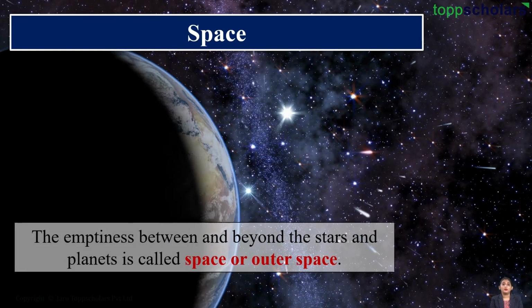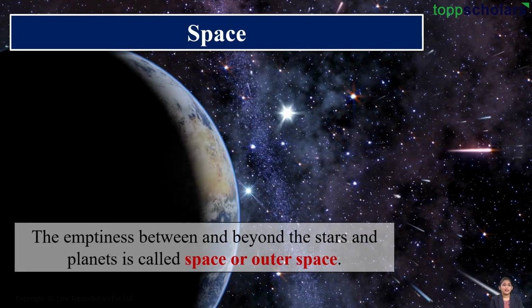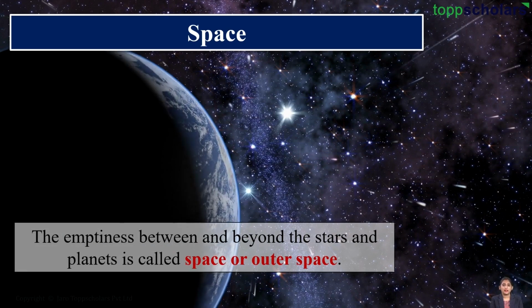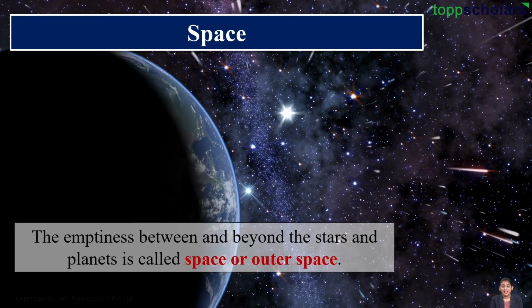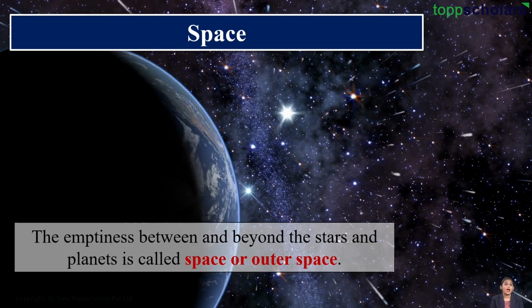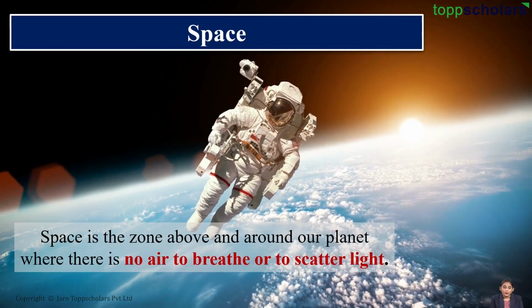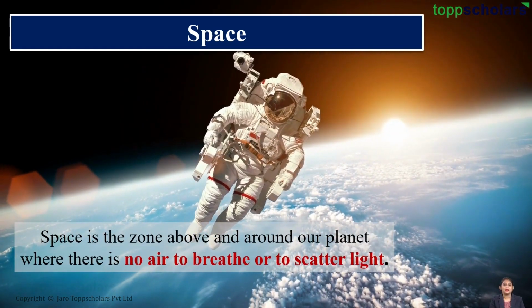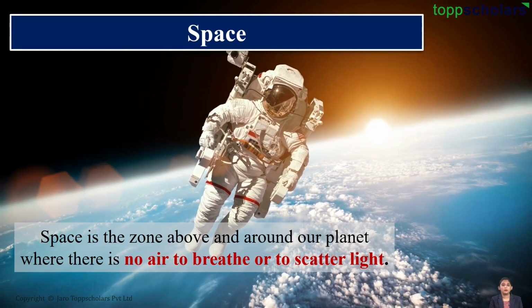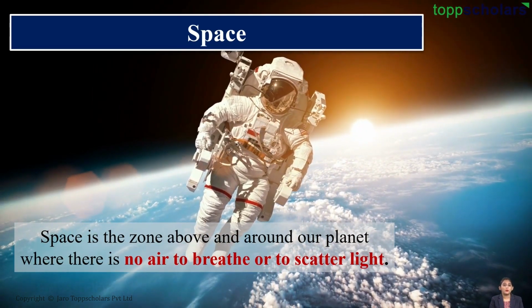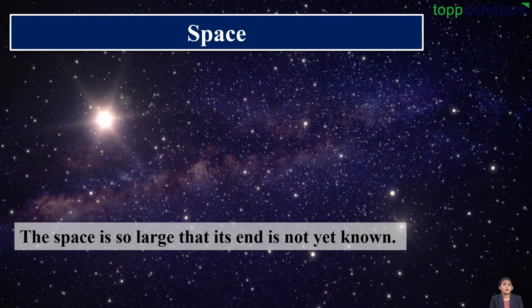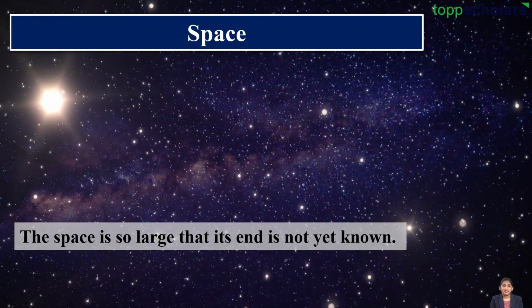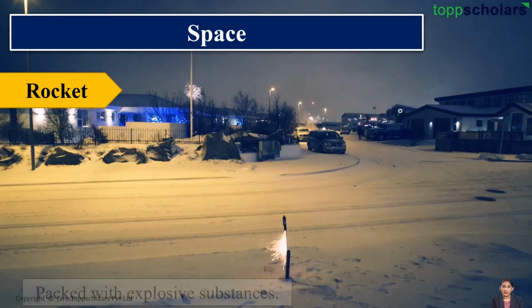Now let's talk about space. Space is simply the emptiness that is present between and beyond the stars and planets. It is called space or outer space. And do you know, children, that space is simply the zone which is above and around our planet? This is the zone where there is no air to breathe nor to scatter light. In fact, space is so huge that its end is not even known till now.